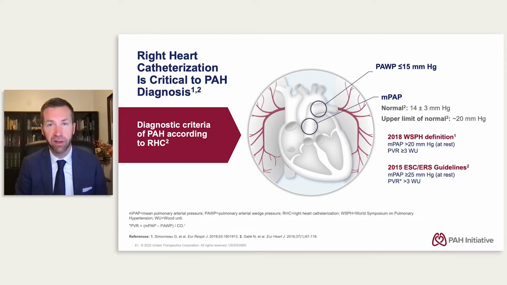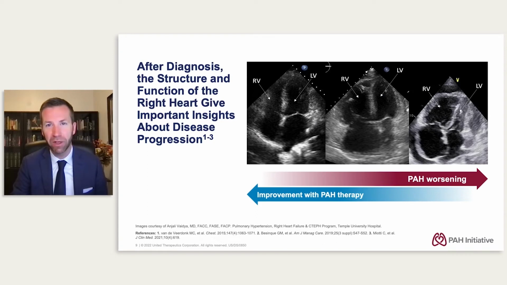Pulmonary vascular resistance has not changed. Normal pulmonary vascular resistance is 1 Wood unit. And to diagnose pulmonary arterial hypertension, you need a pulmonary vascular resistance of greater than 3 Wood units. Some argue that that remains too high, but those are the diagnostic criteria once more for pulmonary arterial hypertension. Mean PA pressure greater than 20, pulmonary capillary wedge pressure of less than 15, and pulmonary vascular resistance of greater than 3.